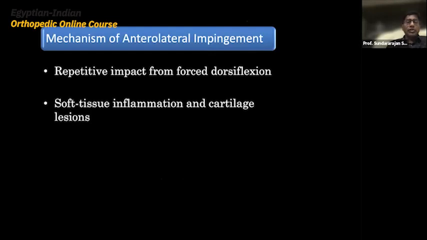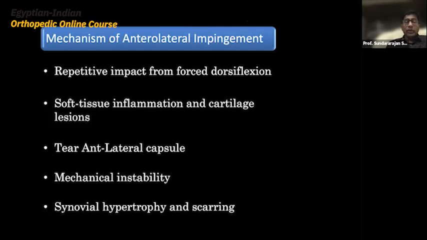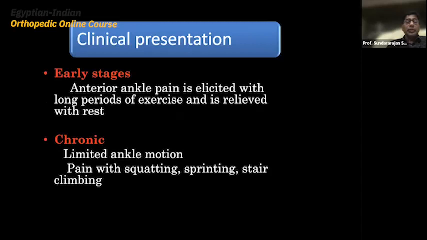It starts with soft tissue inflammation and cartilage lesions. Later on, it goes to a tear, and sometimes there could be a tear in the anterolateral capsule. Mechanical instability can lead to, again, synovial hypertrophy and scarring that can cause the anterolateral impingement. In the early stages, the patient can have only anterior ankle pain in dorsiflexion or after a long period of exercise. But in chronic cases, because of the spur, the patient can have limited ankle motion.